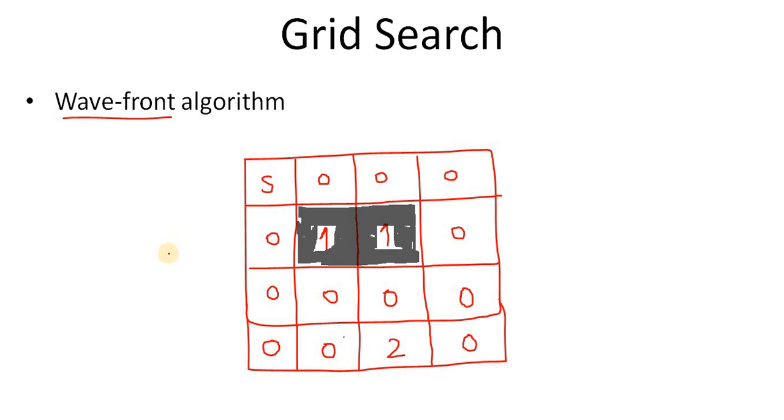So what this algorithm does is, first it marks the target here. The target, let it be 2. But then it looks for the neighboring nodes, and sees which are obstacle free. For example, this node here is obstacle free, so the robot can move here.